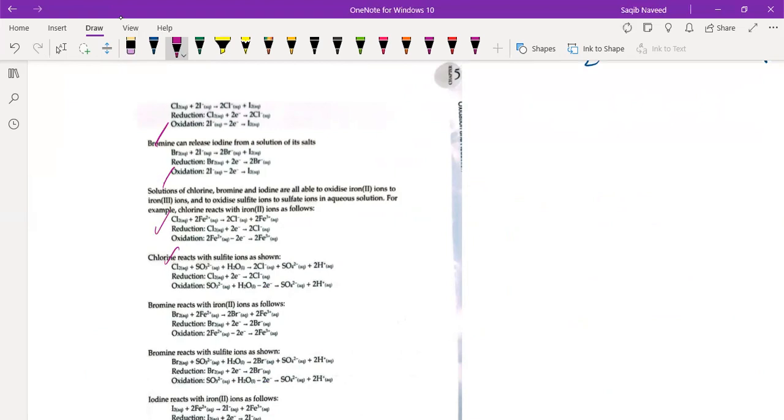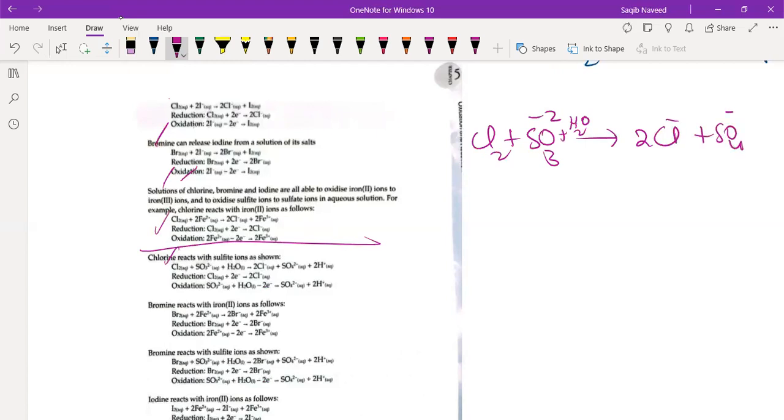So from here, it's a new topic. Here is chlorine with iodine, bromine with iodine, and all that. Here chlorine reacts with the sulfite ion. Look at this reaction: Cl2 plus SO3 2- plus water gives 2Cl- plus SO4 2- plus 2H+. Now you can easily identify Cl2 is 0 and here it is -1.